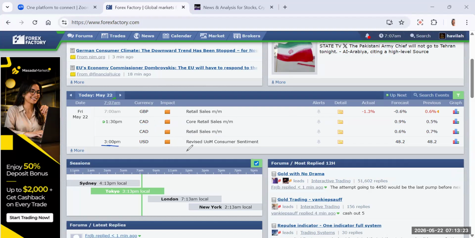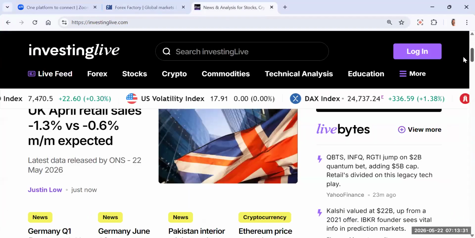And 3 p.m. later today, we have the revised UM consumer sentiment, which is from the United States.